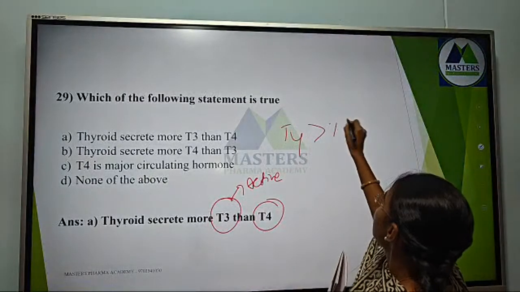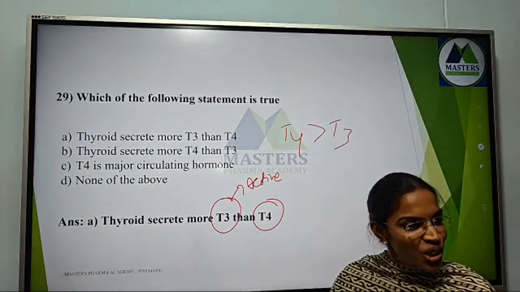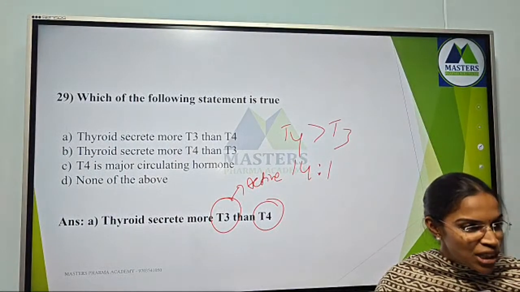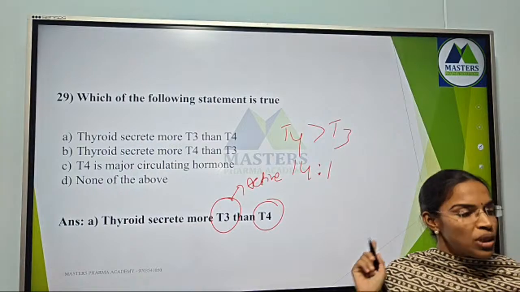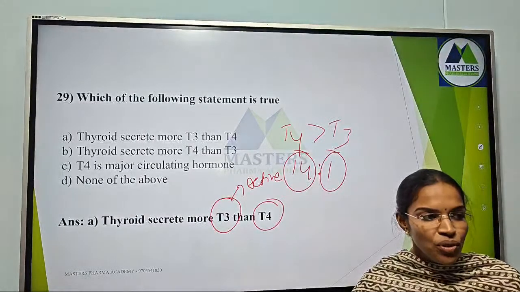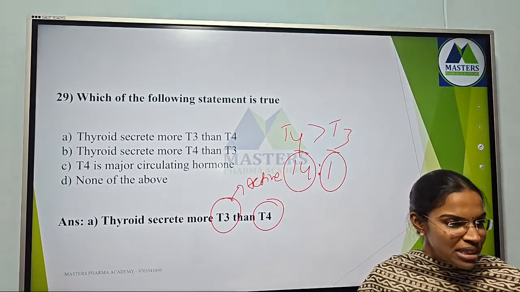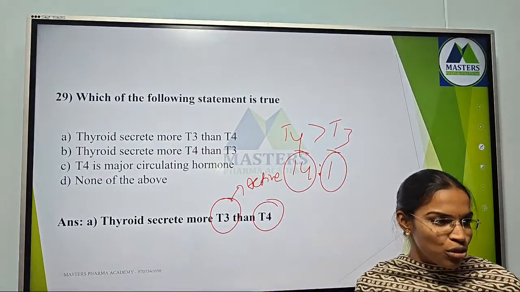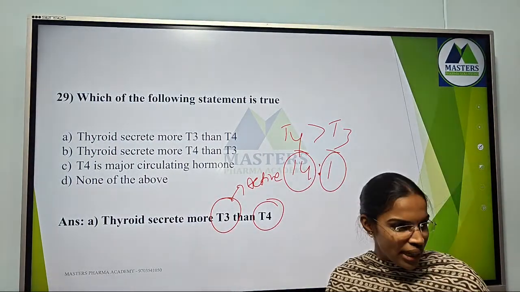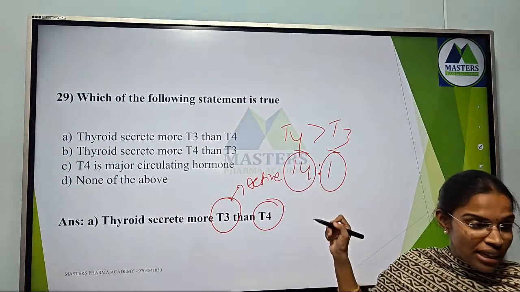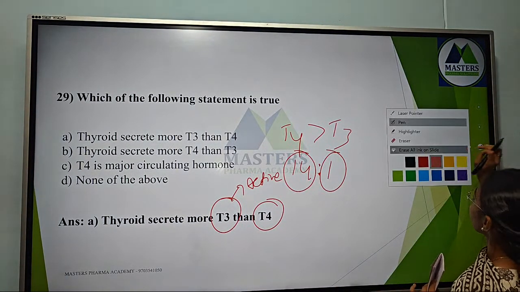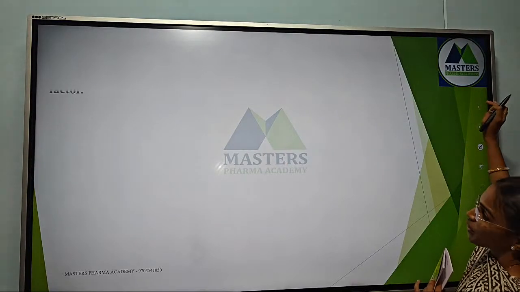Remember the ratio: the ratio of secretion of T4 to T3 by the thyroid is 14:1. After secretion, T4 gets converted to the active form T3, and then it goes for circulation and elicits its activity. Remember this ratio also, 14:1. Okay, we are moving to the next question.